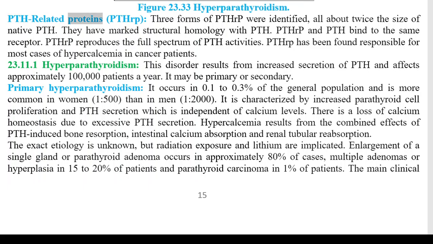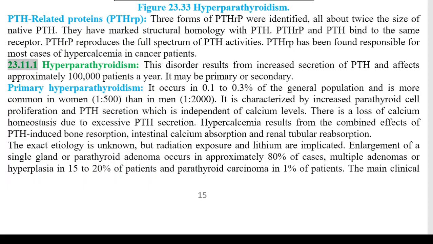PTH-related proteins, PTHrP. Three forms of PTHrP were identified, all about twice the size of native PTH. They have marked structural homology with PTH. PTHrP and PTH bind to the same receptor. PTHrP reproduces the full spectrum of PTH activities. PTHrP has been found responsible for most cases of hypercalcemia in cancer patients.